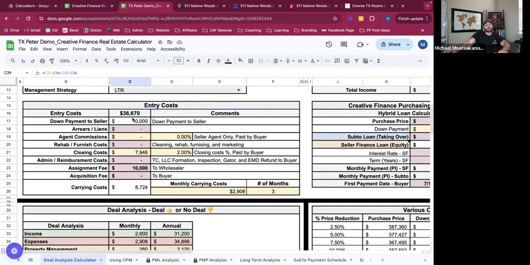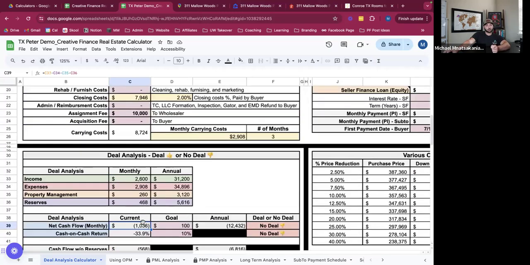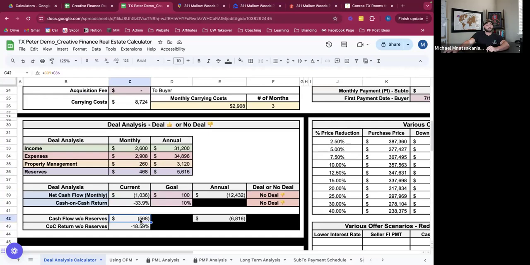And you had to spend $36,000 of your own money to then lose $1,000 a month. And even if you say, okay, well, what if we didn't have reserves accounted for? Well, you're still minus almost $600 a month, right? Why would you invest money to do that? Unless the other benefits of real estate investing are really beneficial for you. But from a cash flow perspective, this is terrible.